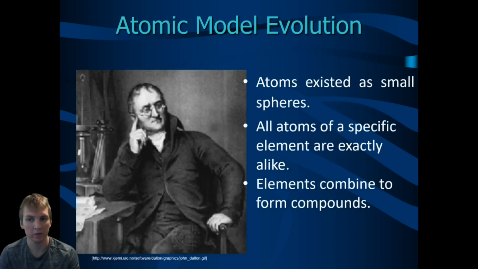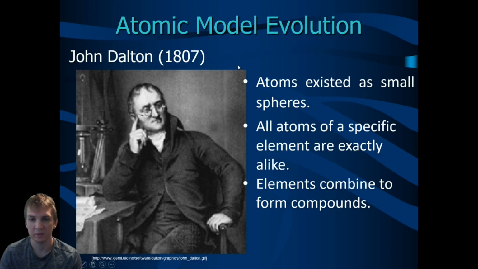Moving forward, though, it wasn't until like 2,500 years later, basically, John Dalton in 1807, he came up with this idea that atoms existed as small spheres. So he said, yes, atoms are really, really, really small things, just like how Democritus said, but they exist as spheres. And he also stated that atoms of a specific element are exactly alike. So what that means is, if I were to take a sample of oxygen on this part of the planet and go to the other part of the planet and take a sample of oxygen, I would not be able to tell those apart.